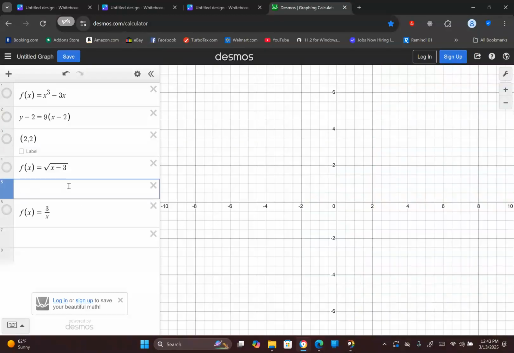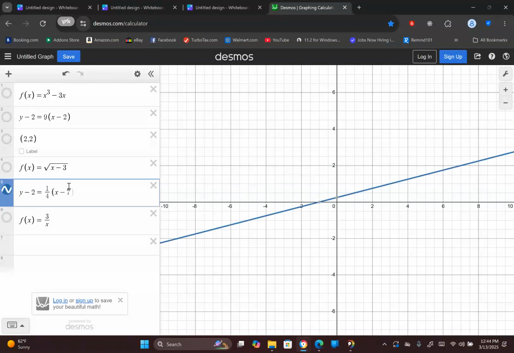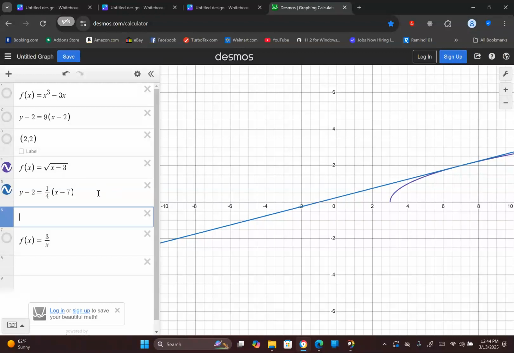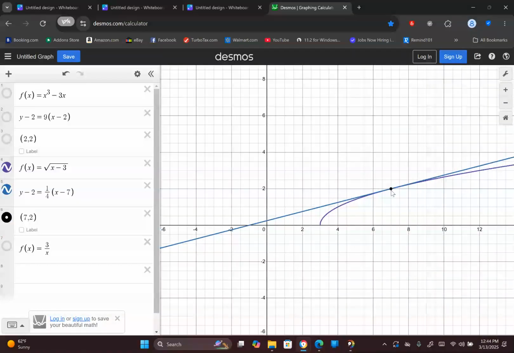So I'm going to turn these first two off. And what I'm going to do is put in y minus the y value, which ended up being 2, equals 1/4, and then in the parentheses, I'm going to put x minus 7. Okay? If I turn on that function, and again, I'm going to put in the coordinate as 7, comma 2. Now, if you guys take a look at this graph, tell me that doesn't look like a tangent line at 7, comma 2.